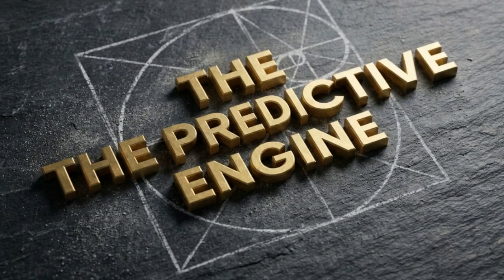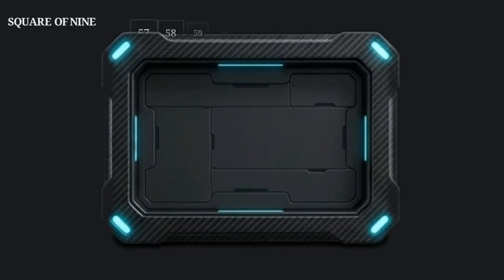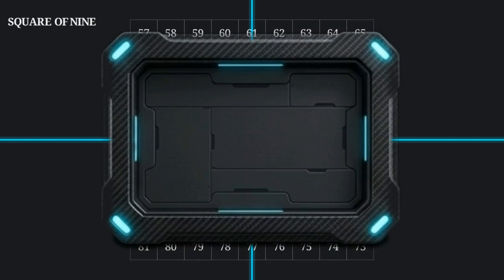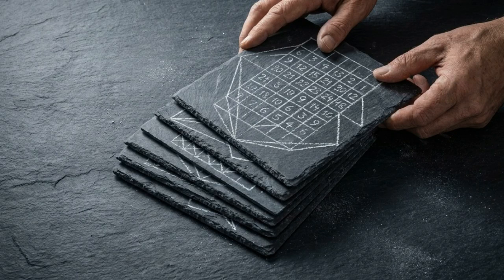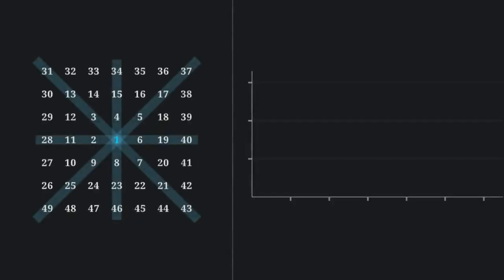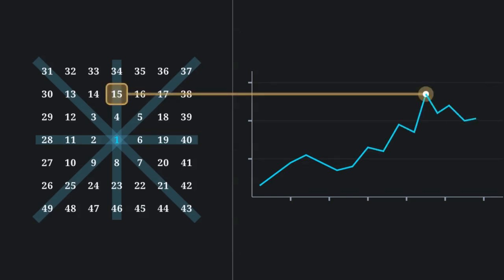Welcome to the final chapter of our Square of 9 series. We've already seen how to construct the number spiral and how to identify the key angles that divide it. Today, we are bringing those concepts together to see how Gann used these numbers to build a cohesive model for forecasting the market's next move.